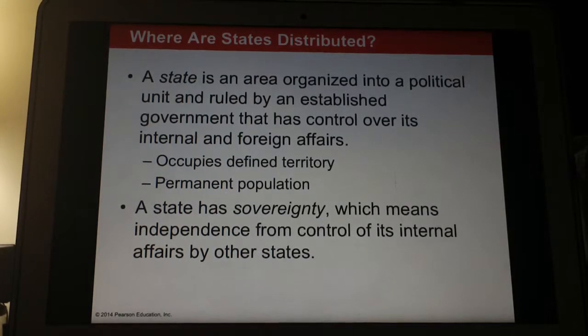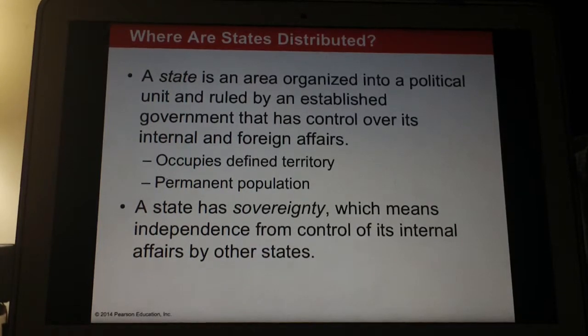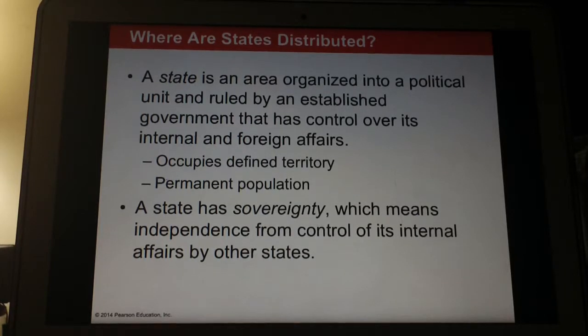So a country can be a state, a nation can be a state. A city can't be a state, I lied. In fact, a state isn't necessarily a state, which is weird, right? Because the government has to have control over its internal and foreign affairs. So a state occupies a defined territory, and it has a permanent population. For example, Ohio occupies a defined territory, and it has a permanent population, but it doesn't have control over foreign affairs. Ohio doesn't really have control over the United States' foreign affairs with other countries.